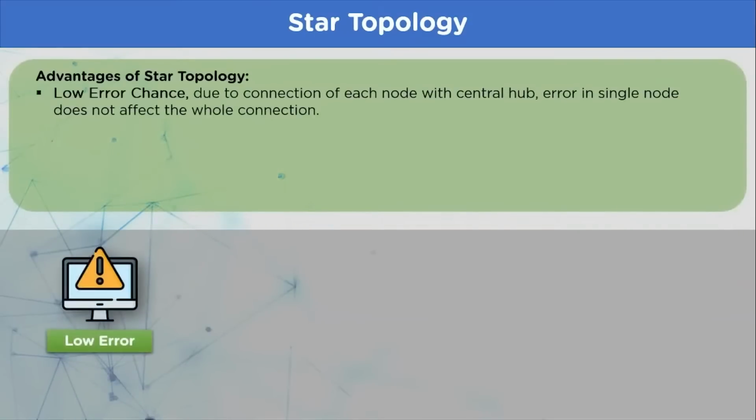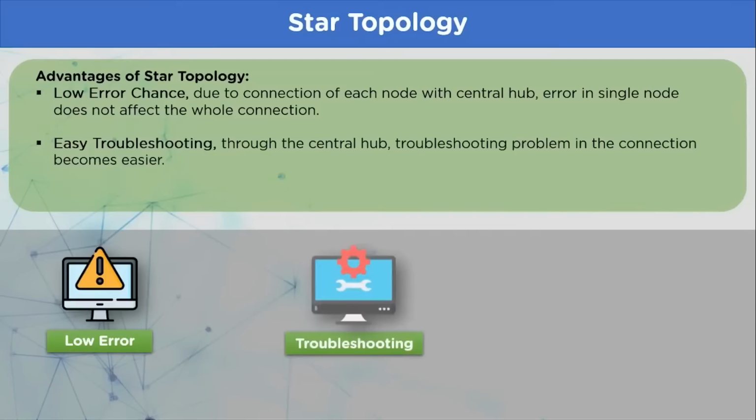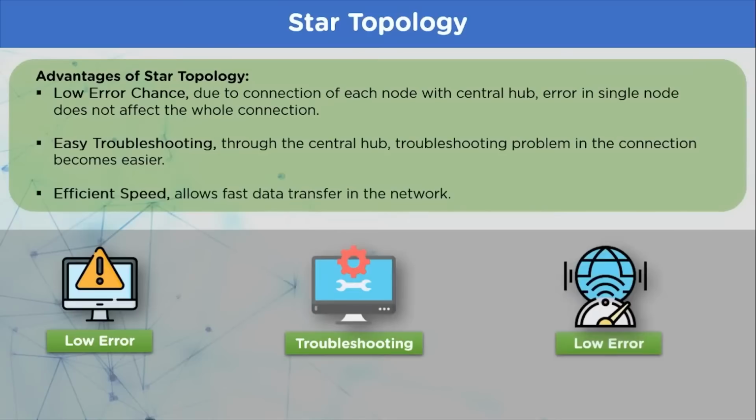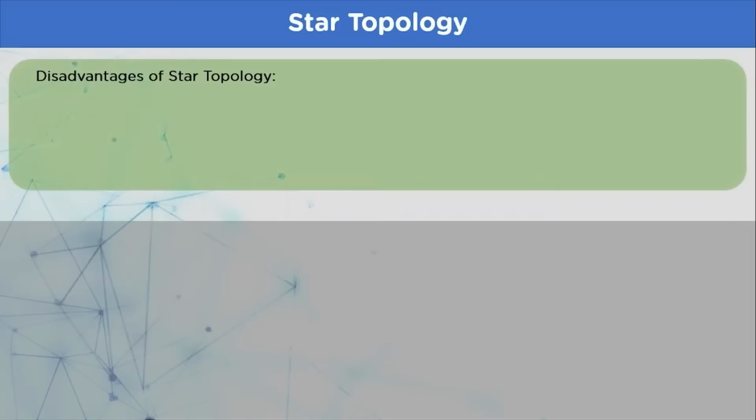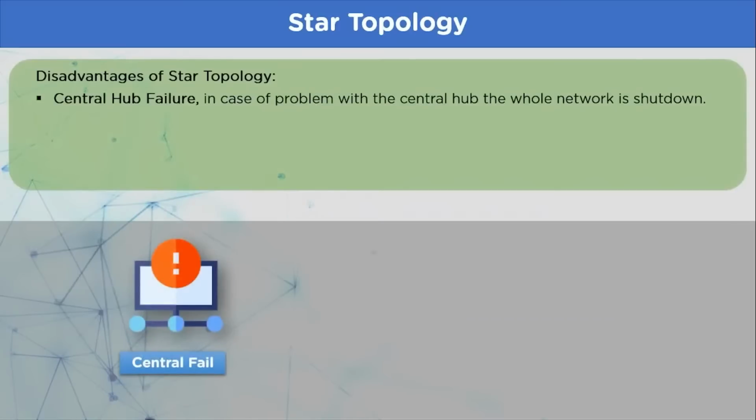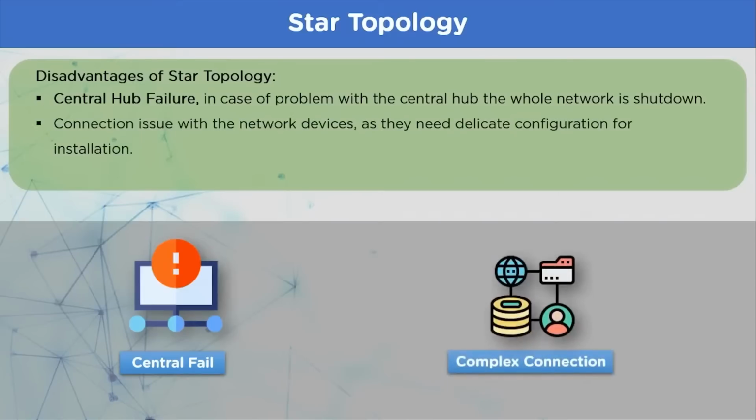Next, advantages of star topology. In case of a node crash, the network as a whole remains unaffected as each node is connected to the server of a connection. The hardware requirements are easily available and of low cost. Troubleshooting is easy through the use of the central hub to identify the faulty node. Disadvantages. In case of a server failure, the whole network is shut down as all nodes are interconnected through the server. The connection configuration is complex due to the pattern of the topology.